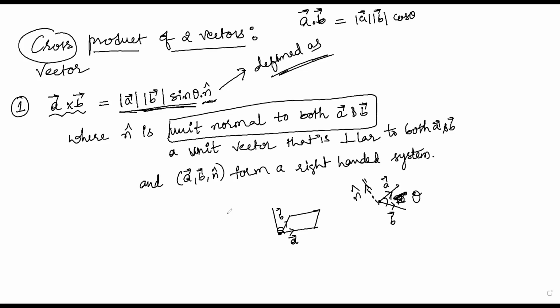Yeah, these two fingers are there. Now, let's say one finger is A vector, another finger is B vector. Now, if I rotate like this from here to here, that means what? If I rotate A to B, then what will happen?